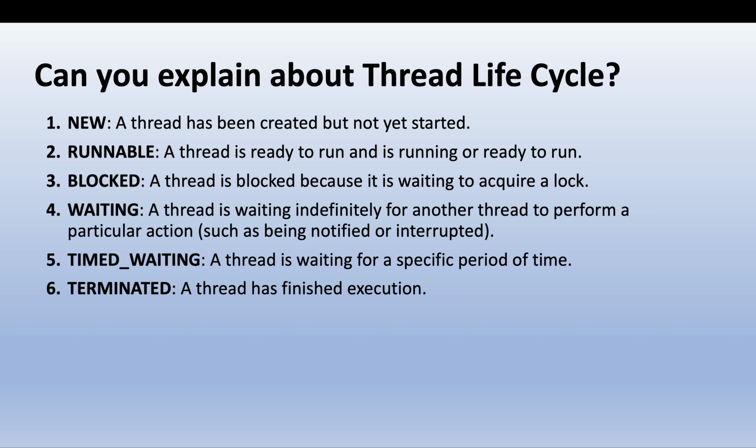Runnable: the thread is ready to run or running. In both situations the thread will be in a runnable state. Blocked: a thread is blocked because it is waiting to acquire a lock which has been acquired by another thread. Once it is released, the blocked status is lifted.